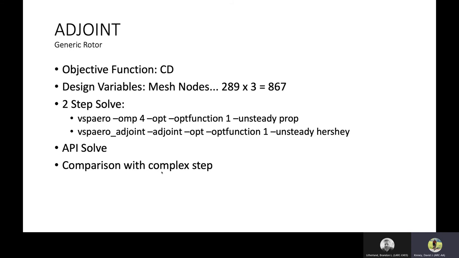So, generic rotor. I don't know why I fixed CD, but I did. You'll see the geometry in a bit. It's actually a single rotor, single bladed rotor, and that was basically just so it runs fast. But there's 289 nodes, so about 860-ish design variables. Again, you can run complex step or you could use the API, and then we do a comparison with the complex step.